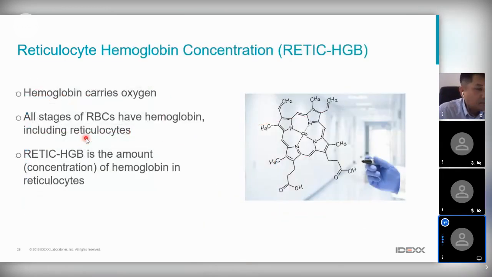So moving on to the next indicator, that is reticulocyte hemoglobin concentration. Hemoglobin carries oxygen, and RBCs carry hemoglobin inside them. Reticulocytes are the immature RBCs. So the amount of hemoglobin carried in reticulocytes is the retic hemoglobin.